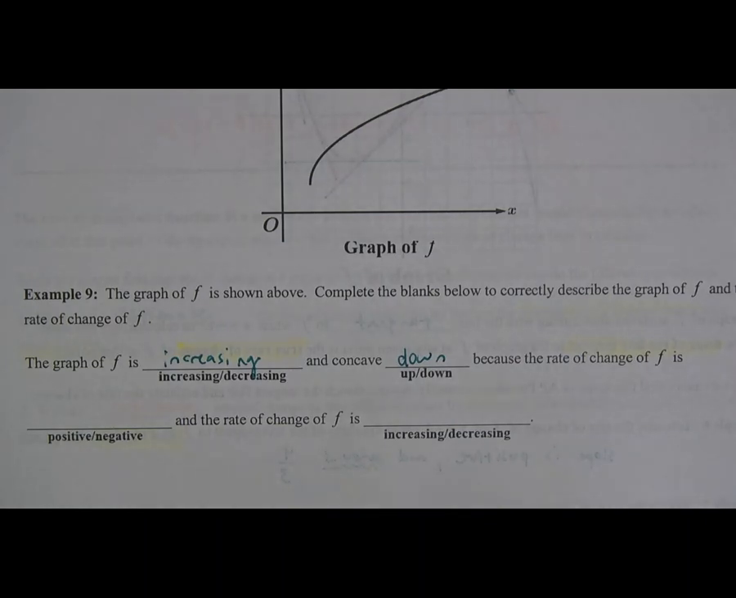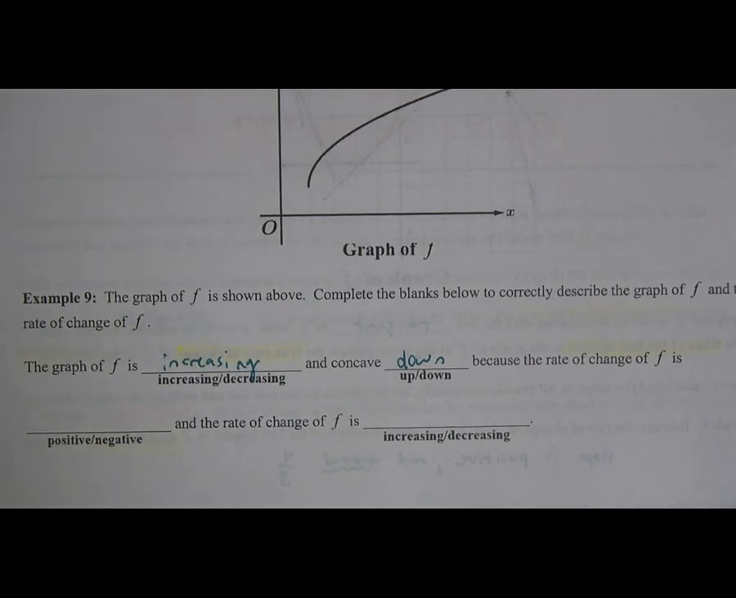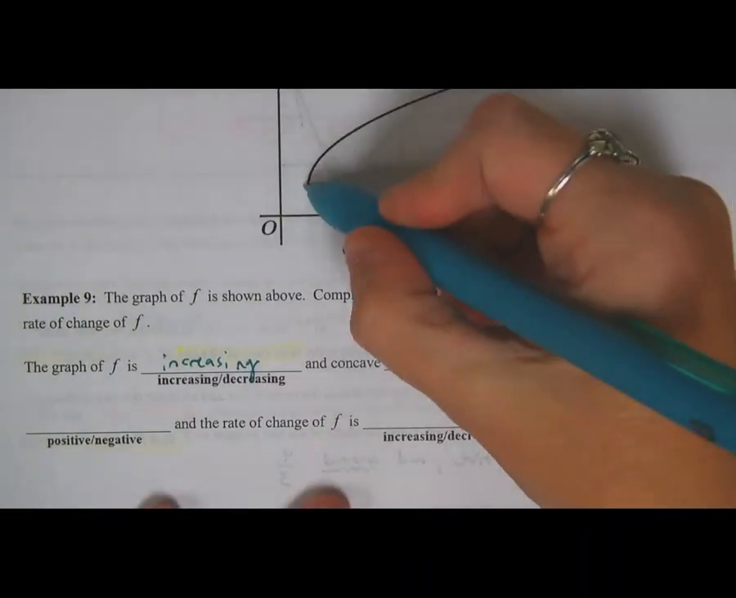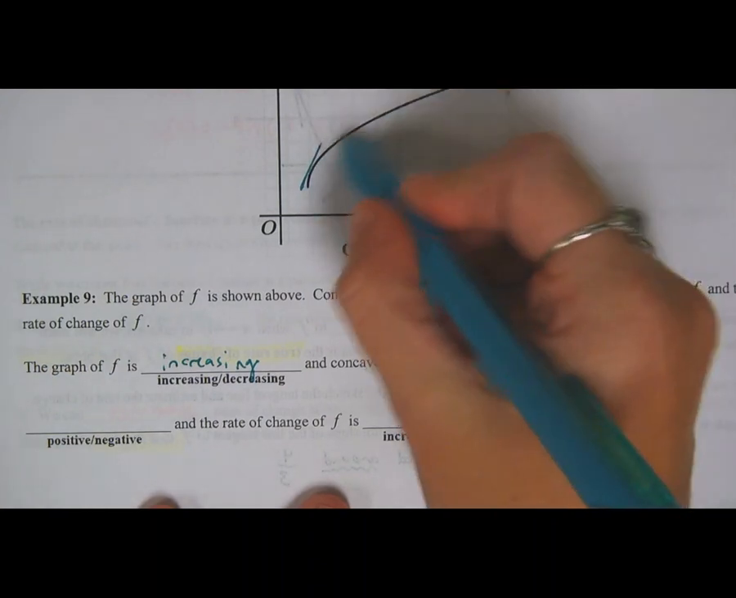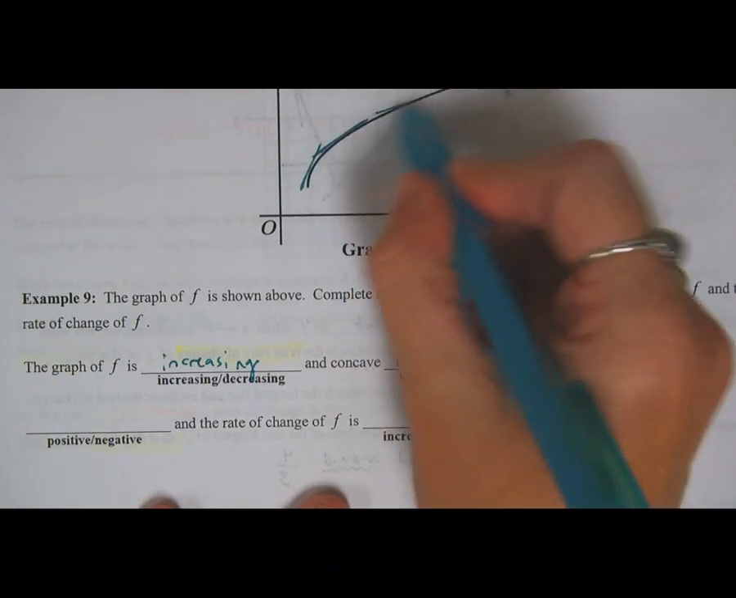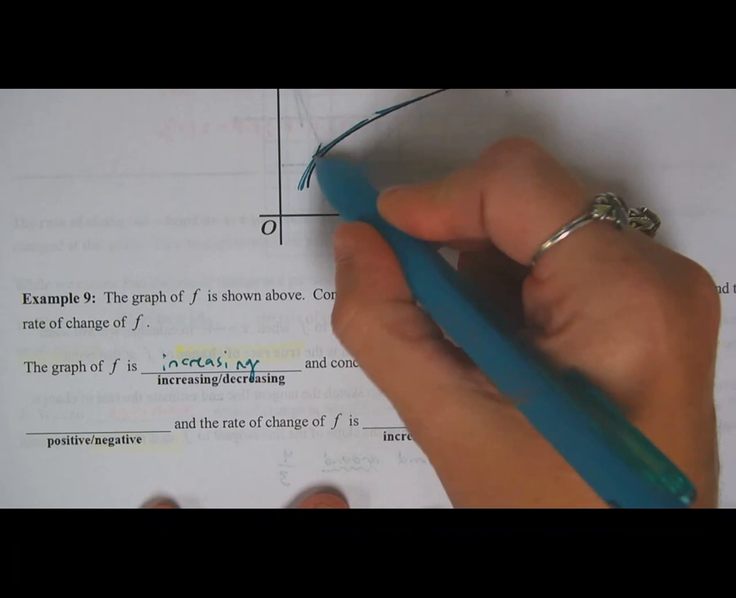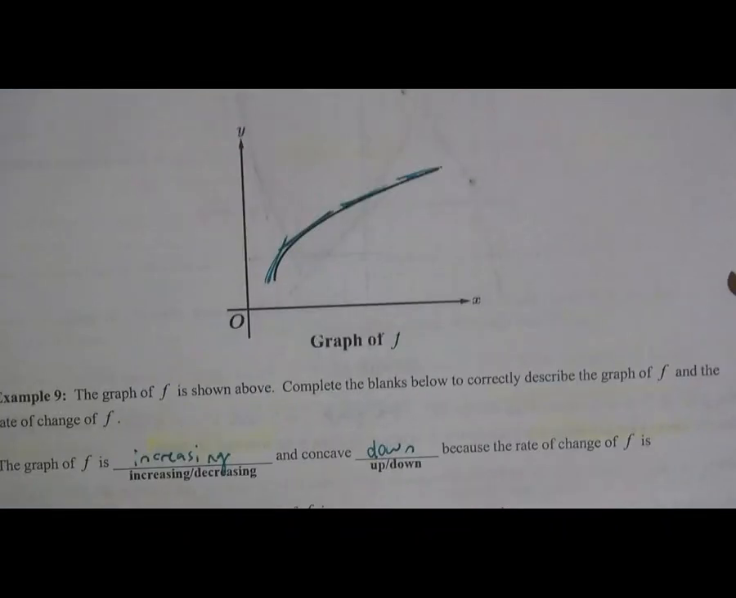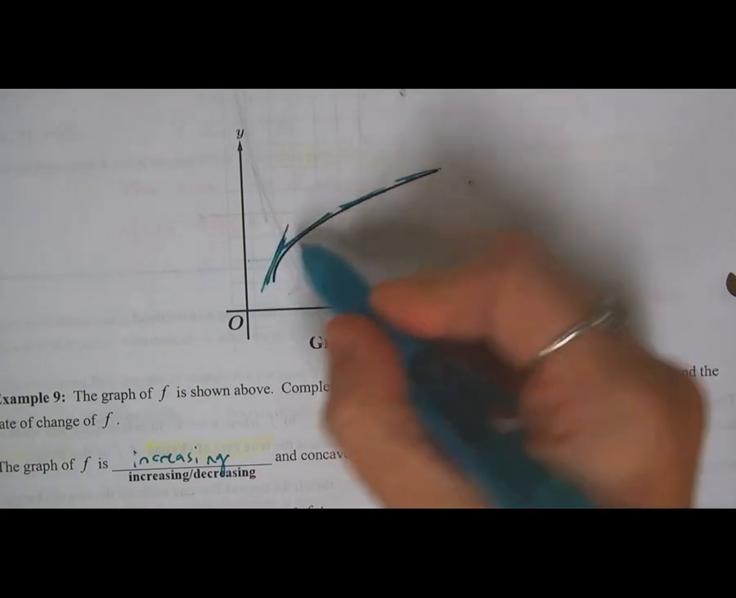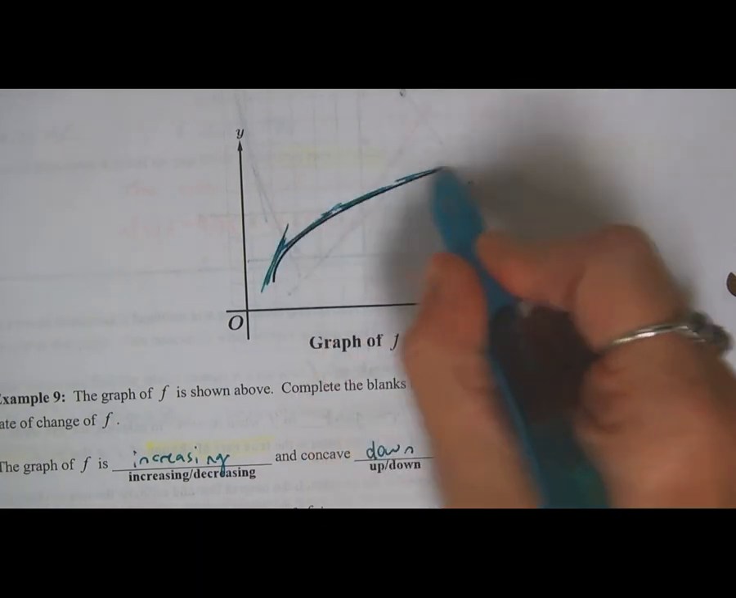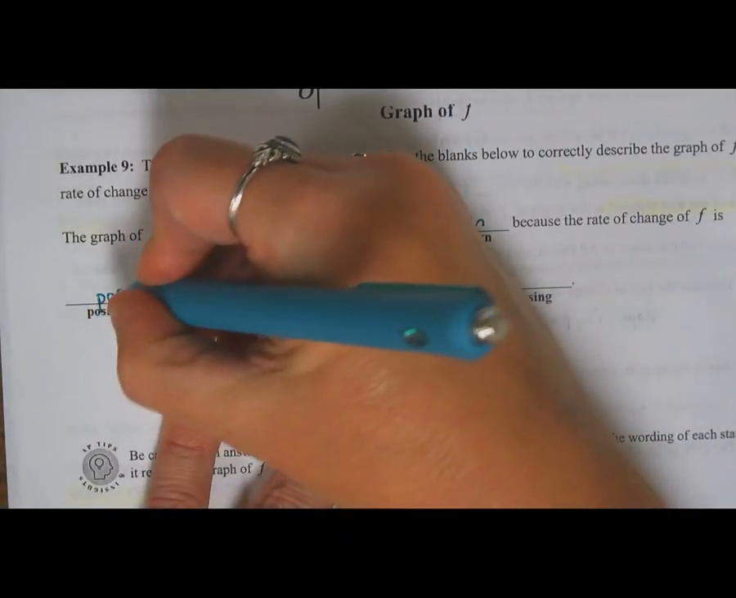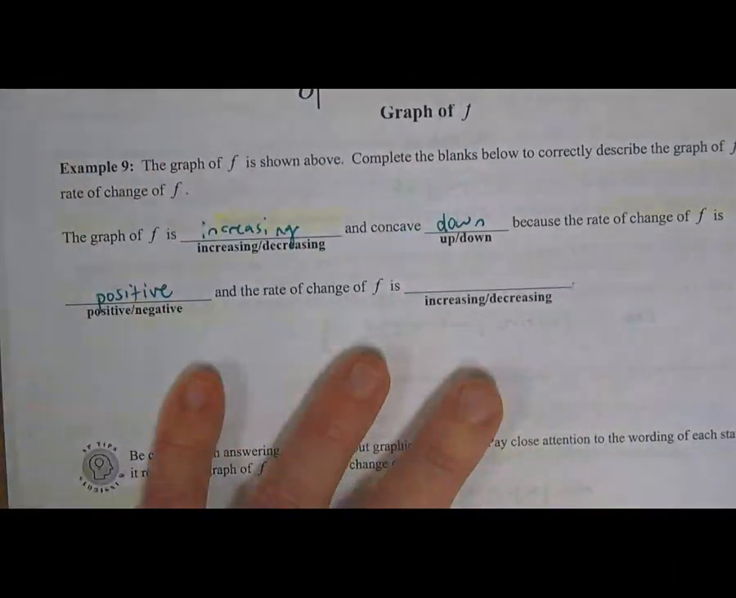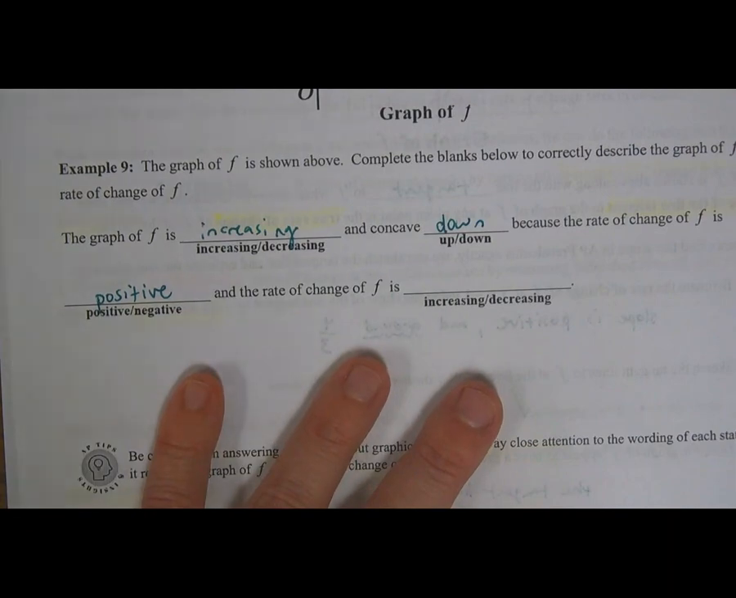It's concave down because the rate of change is blank, positive or negative. Well, what's the rate of change at any point? Check this out. If you want to draw some tangent lines, you can. What's the rate of change? At any point, it's positive. The slope of any tangent line to this graph is going to be positive. So the slope of the graph is positive, this entire graph.